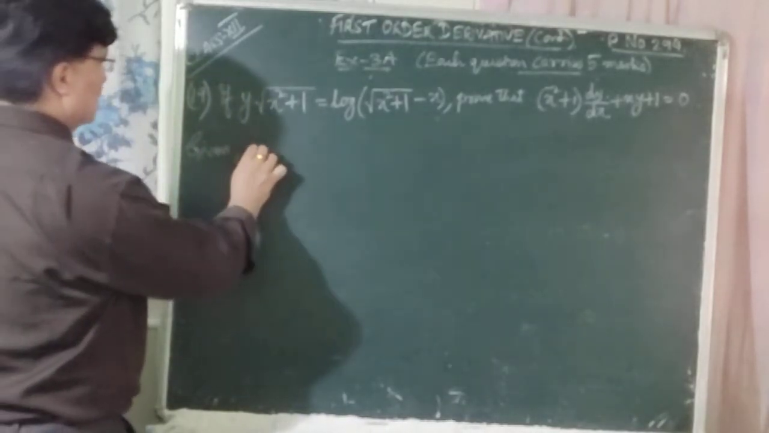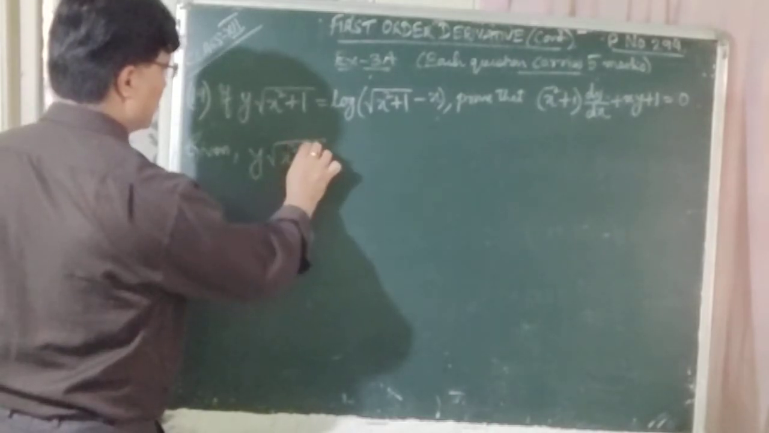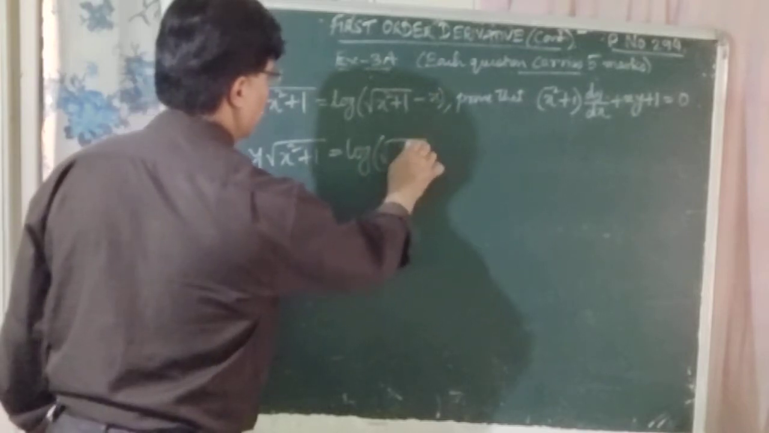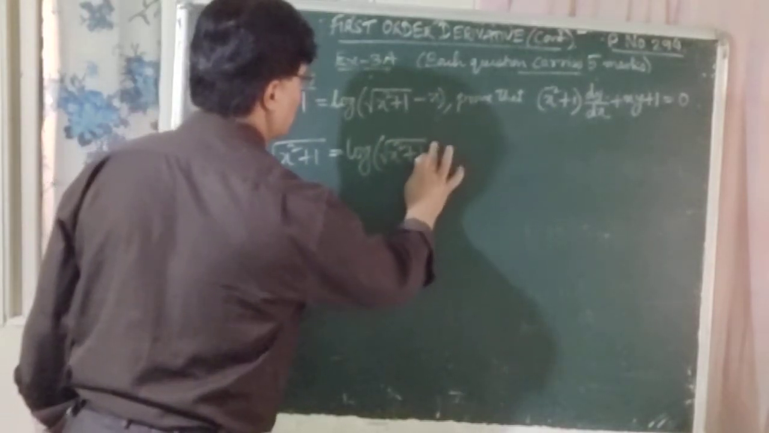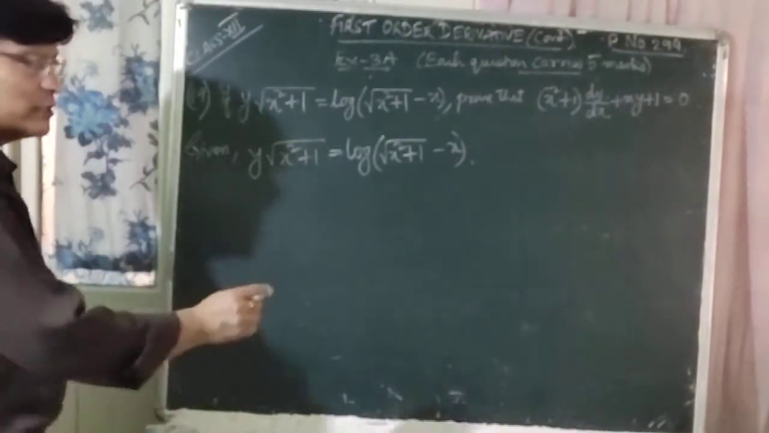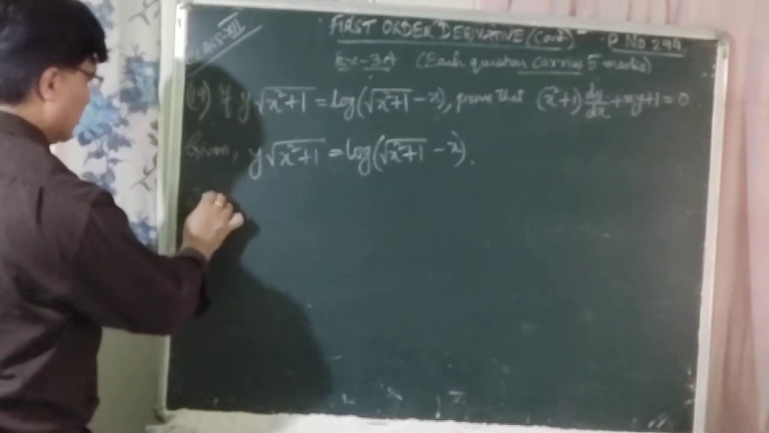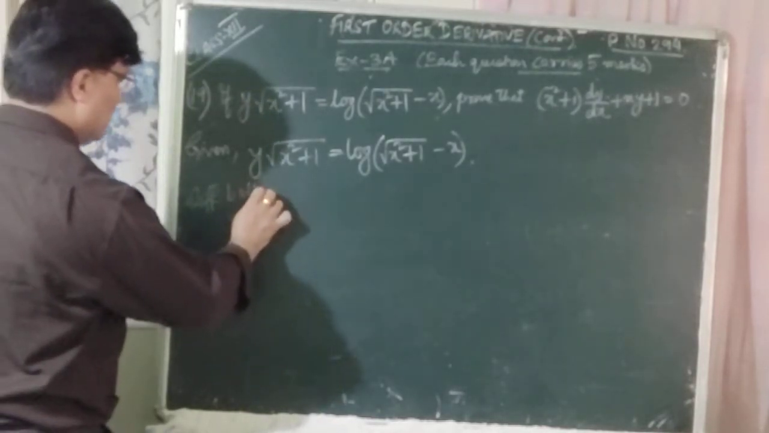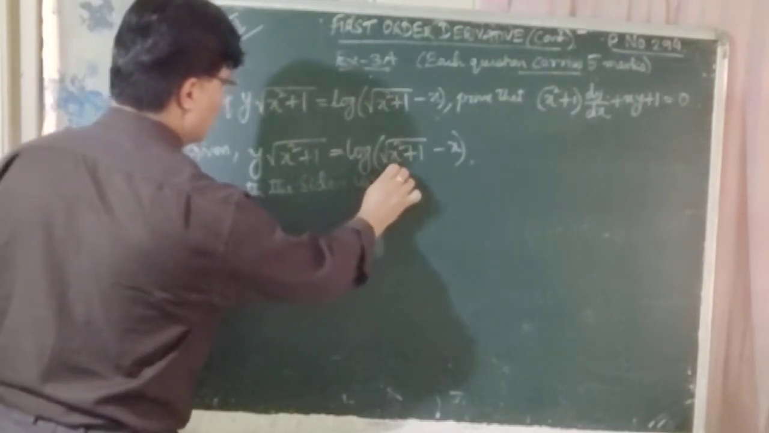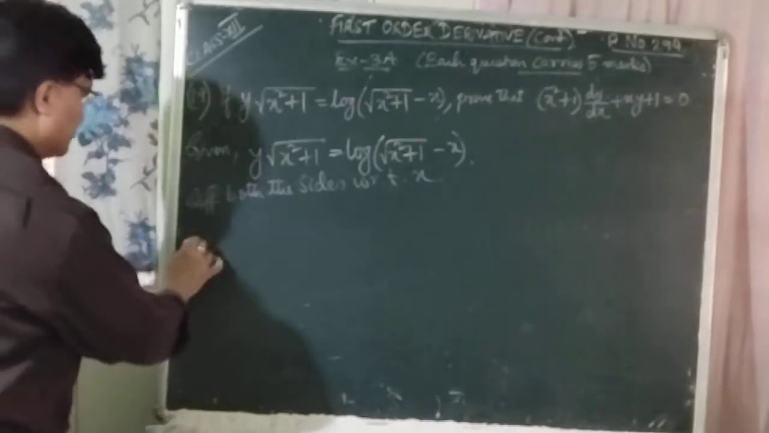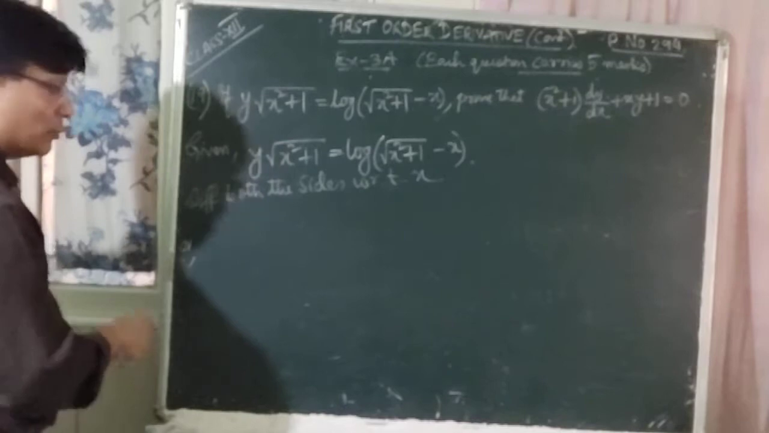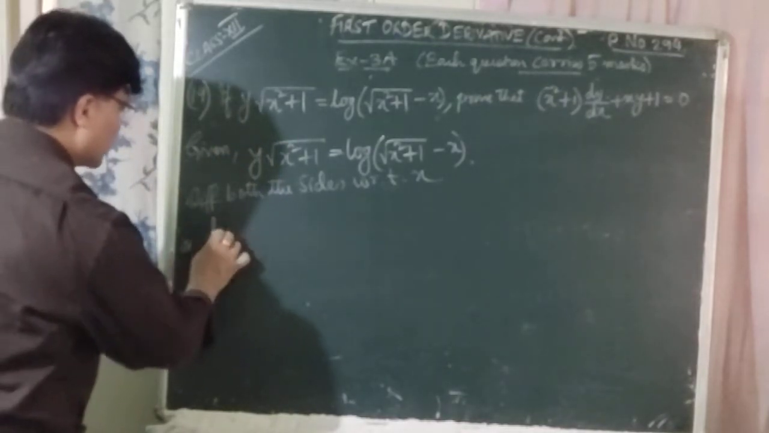So given here is y root over x square plus 1 is equal to log of (root over x square plus 1 minus x). Okay, so let us differentiate both the sides with respect to x. You can use the UV rule here, isn't it? Both x and y are the variables. So what is the differentiation of y with respect to x?